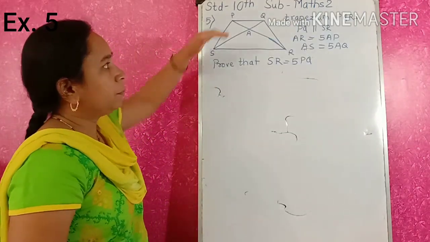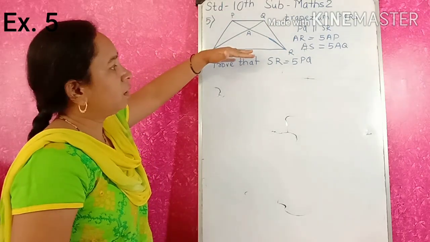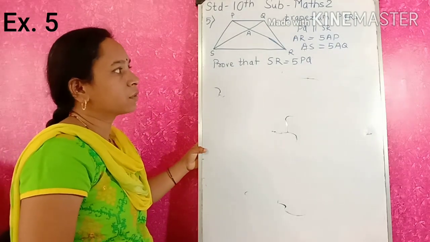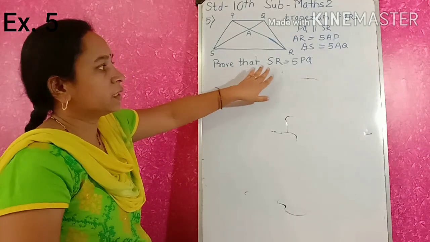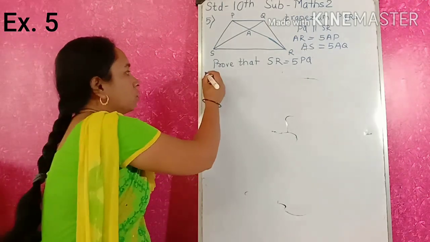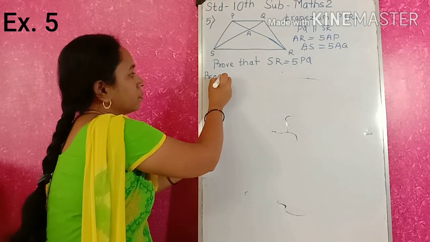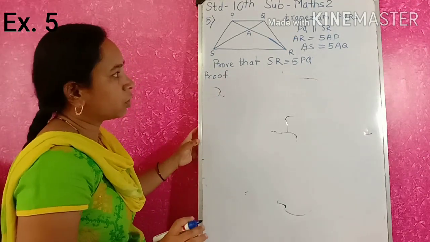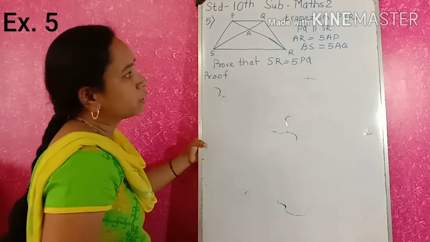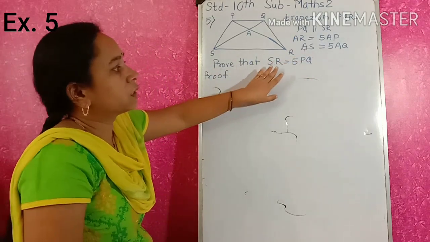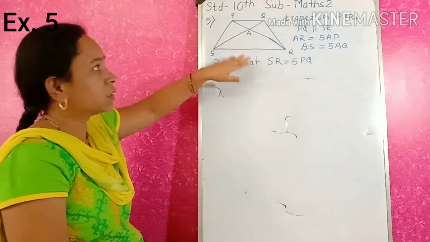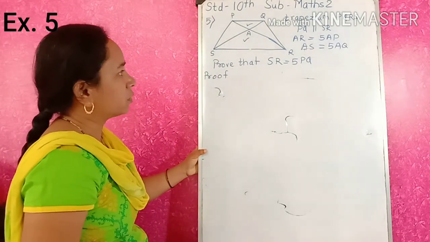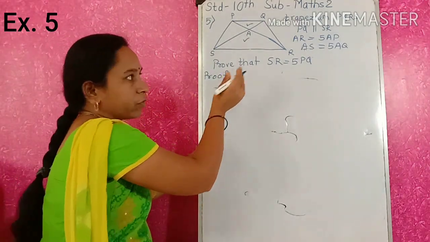Trapezium PQRS. PQ is parallel with SR, and here they have given AR is equal to 5 times AP, AS is equal to 5 times AQ, and we have to prove that SR is equal to 5 times PQ. So proof, we'll start from the given. First observe, they have given AR, AP, AS, AQ, SR and PQ. All these sides are related with these two triangles. So we'll consider these two triangles. For that only, we'll start from the given.